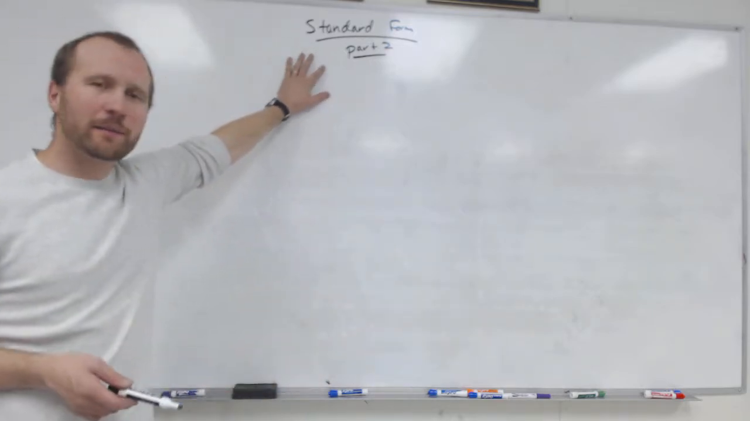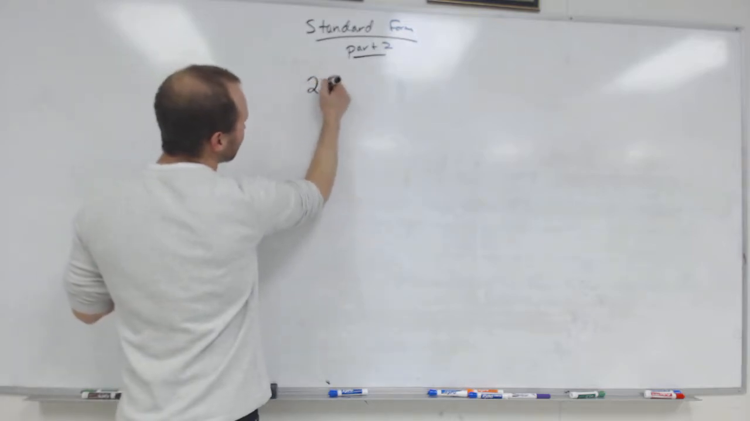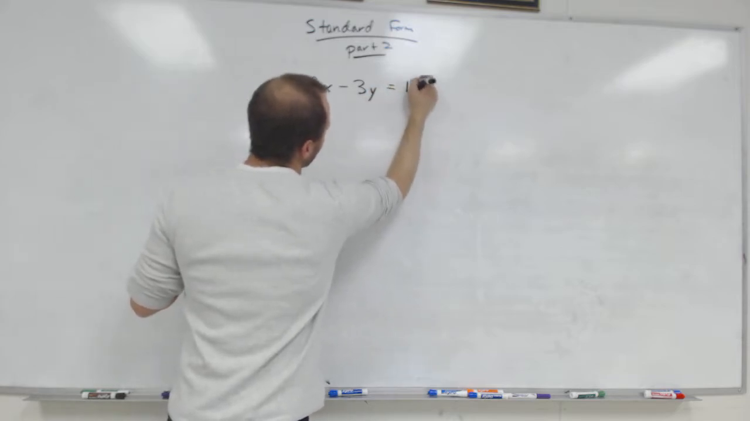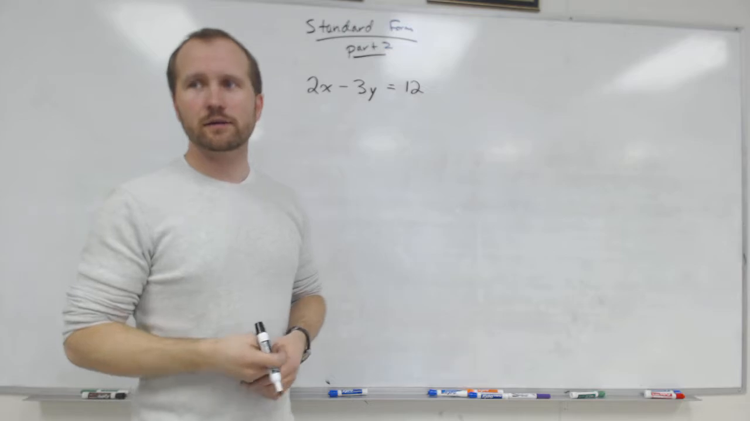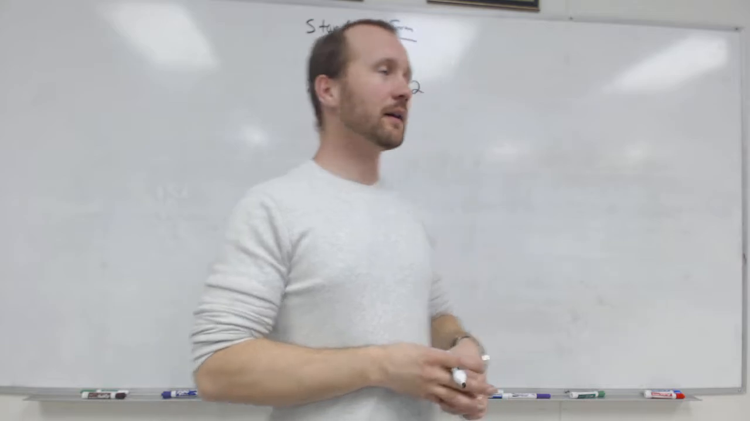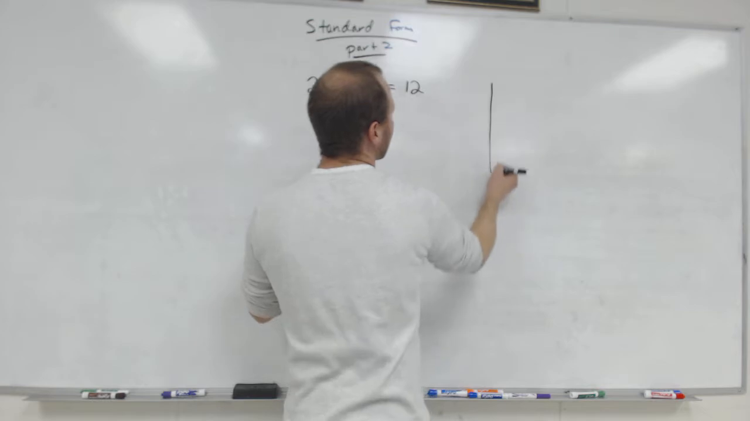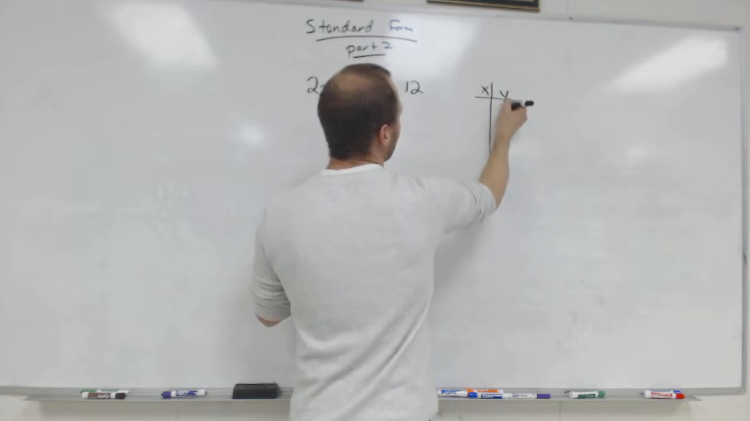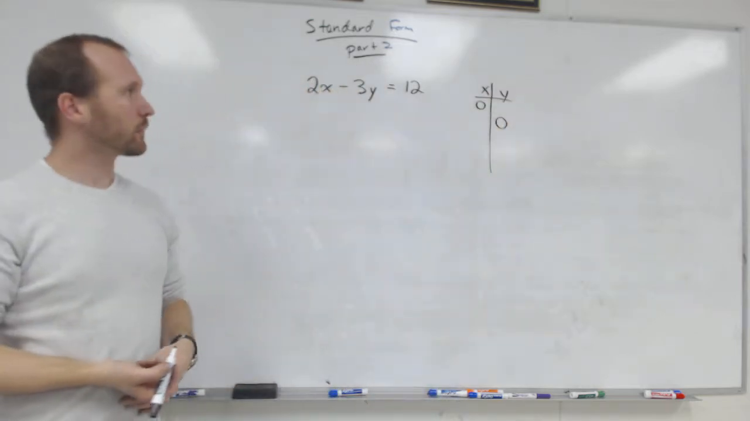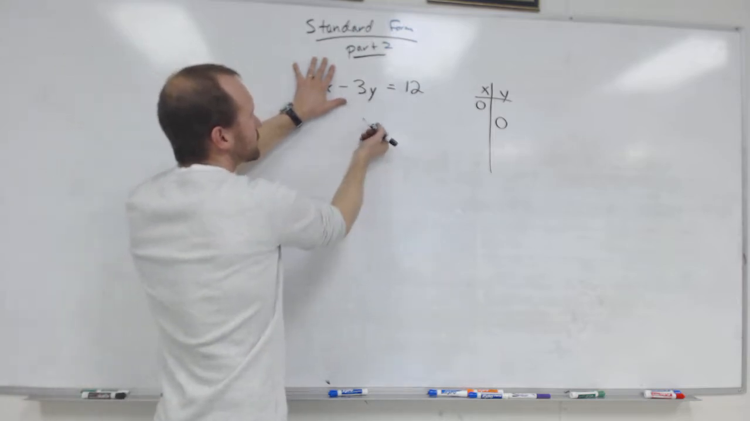Anyway, standard form, part 2. So yesterday we looked at a lot of different standard form equations that pretty much always worked out perfectly. Like this one, right? We make a t-chart for this and find both the x and y intercept. What we noticed was cover up the x, negative 3y equals 12.